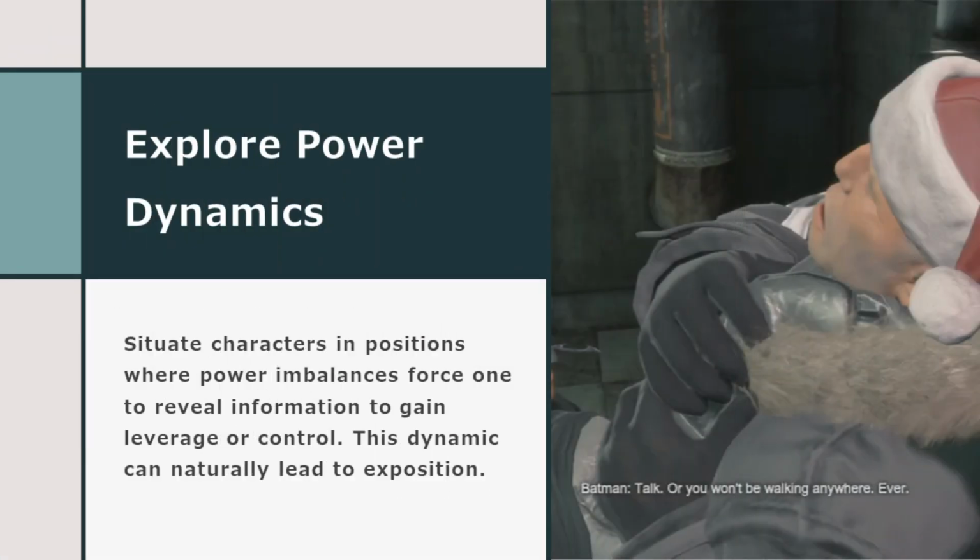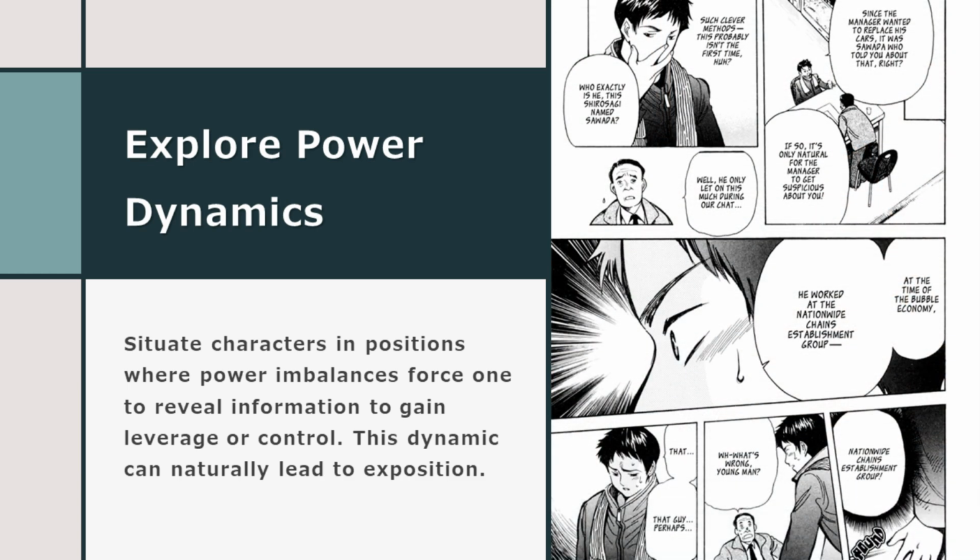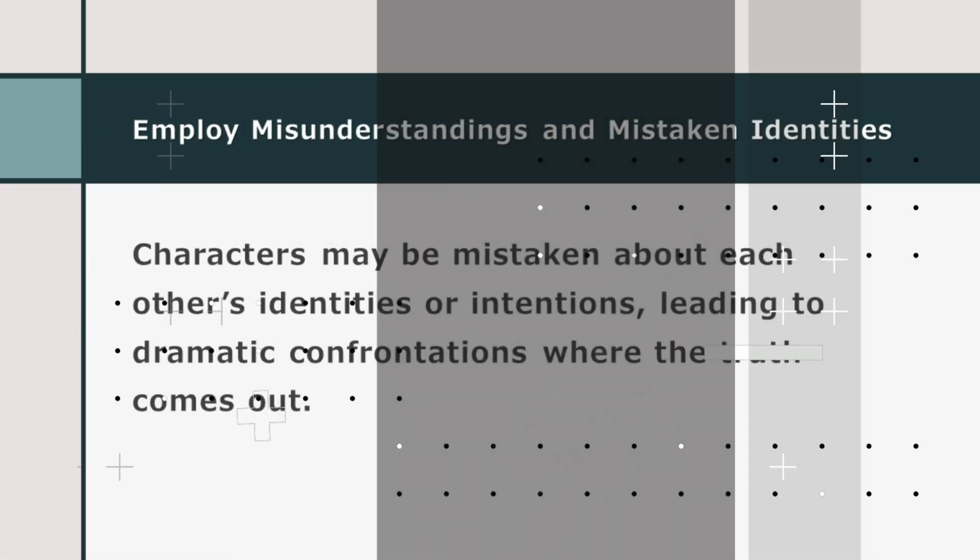10. Explore power dynamics. Situate characters in positions where power imbalances force one to reveal information to gain leverage or control. This dynamic can naturally lead to exposition. My mind immediately goes to interrogation scenes like Batman demanding information from a mook while holding them on the side of a building or something. Terrible interrogation method, by the way. I'd prefer to mention cases where a client goes to someone and shares information and tries to convince a character to lend their help.